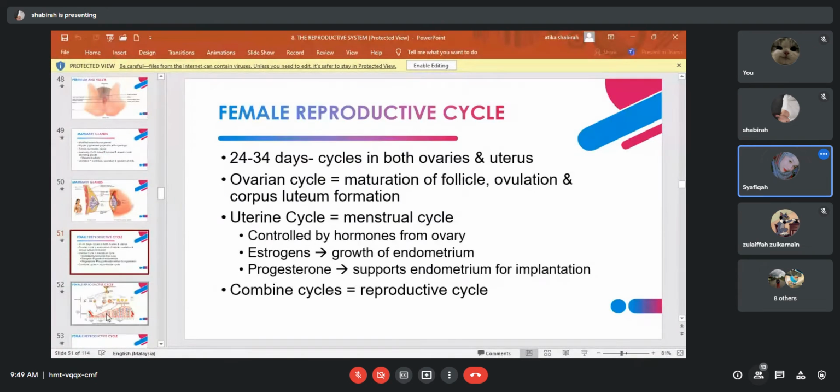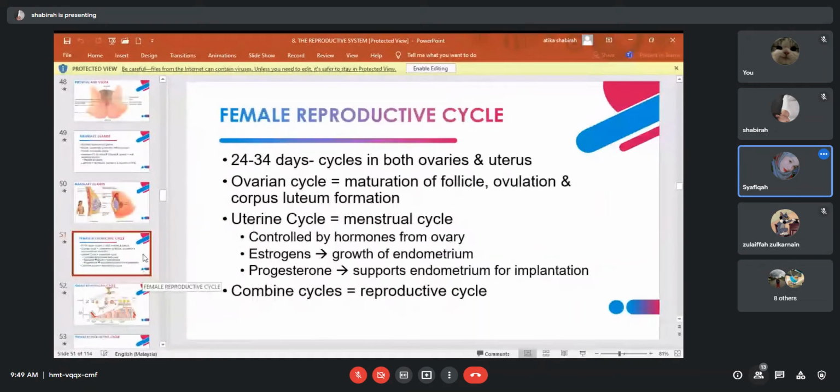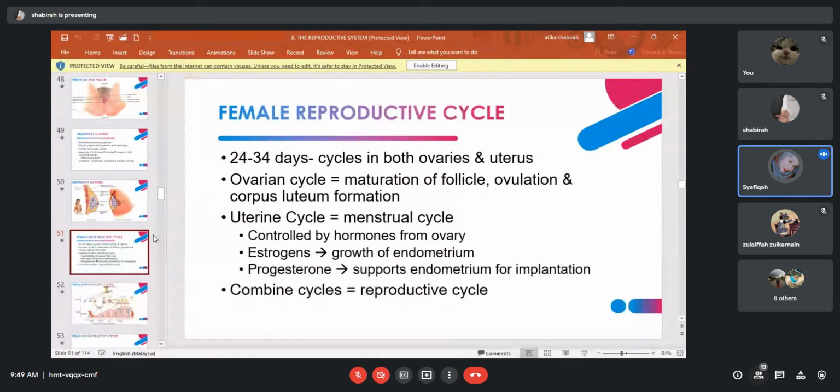Ika next. Okay, female reproductive cycle ni dia ada dua jenis. Yang pertama ovarian cycle, and then yang kedua uterine cycle, which is known also as menstrual cycle lah. 24 until 34 days cycles in both ovaries and uterus. Ovarian cycle is maturation of follicle, ovulation and corpus luteum formation.